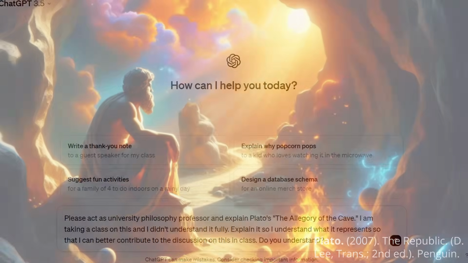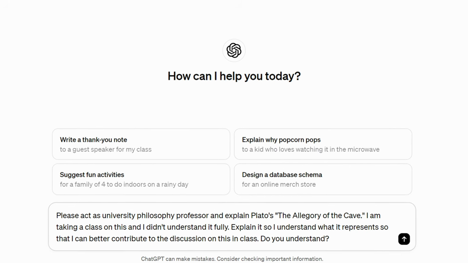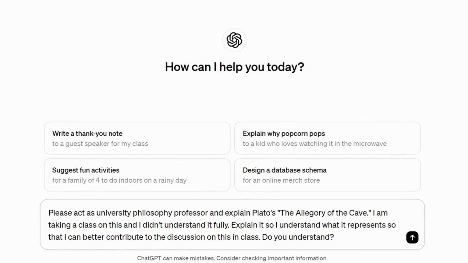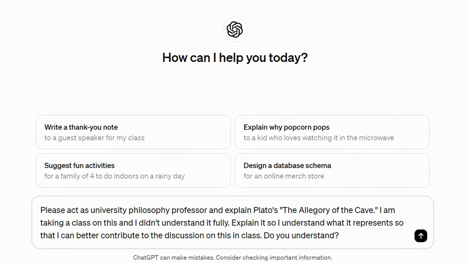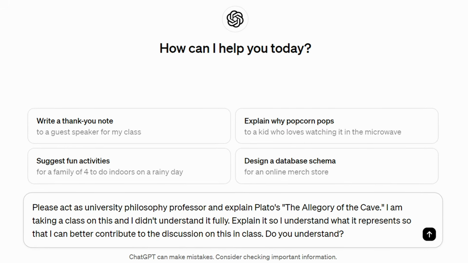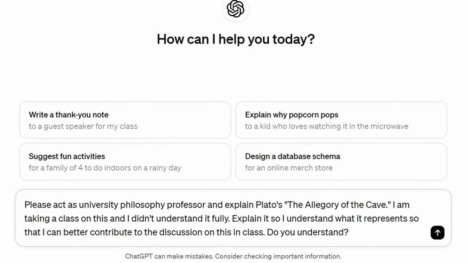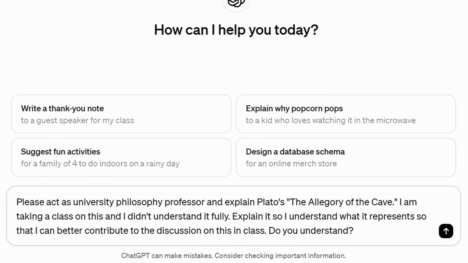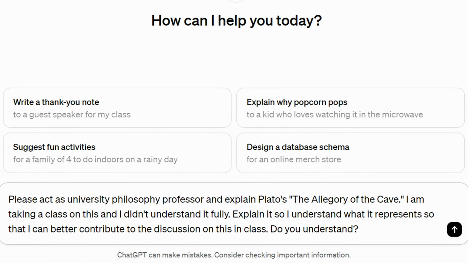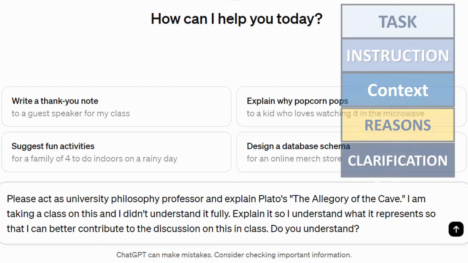Here's the prompt that you could use. Please act as a university philosophy professor and explain Plato's The Allegory of the Cave. I'm taking a class on this and I didn't understand it fully. Explain it so I understand what it represents so that I can better contribute to the discussion in the class. Do you understand?